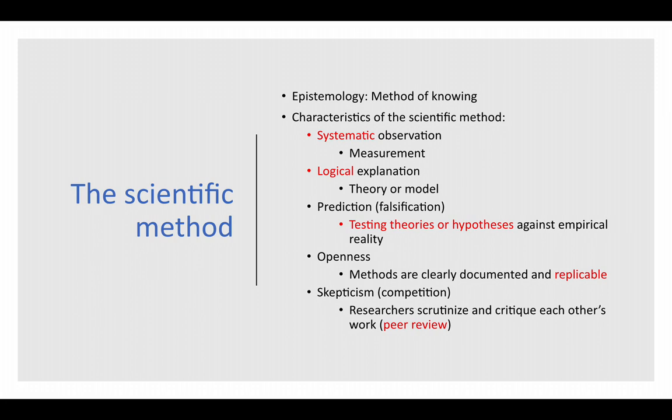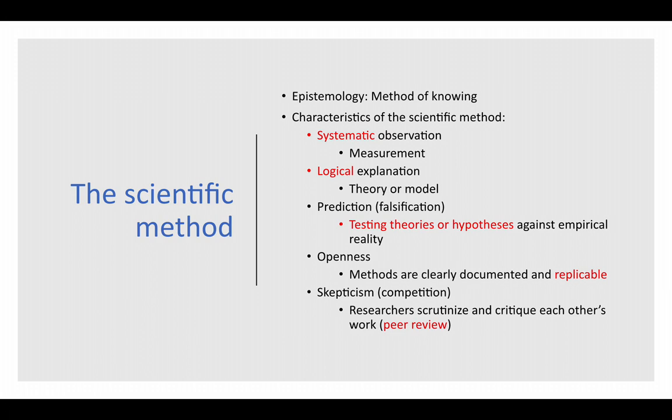And generally speaking, there should be scientific methods when we're talking about research, right? So epistemology means the methods of knowing. When we talk about scientific research, we have certain characteristics, right? It should be systematic, which is related to your measurement. And it should be explained in a logical way. That's why you need a theory or a model, right, to capture the theory, to represent the theory. And of course, you need to test the theory or hypothesis against empirical reality to see whether or not it's true, right?